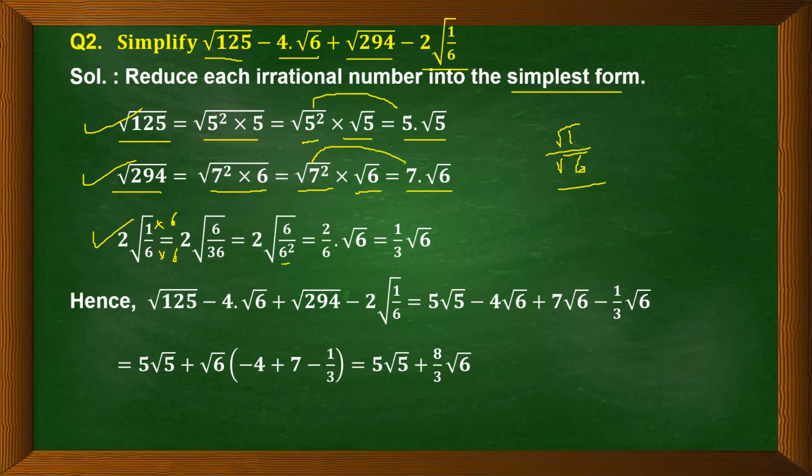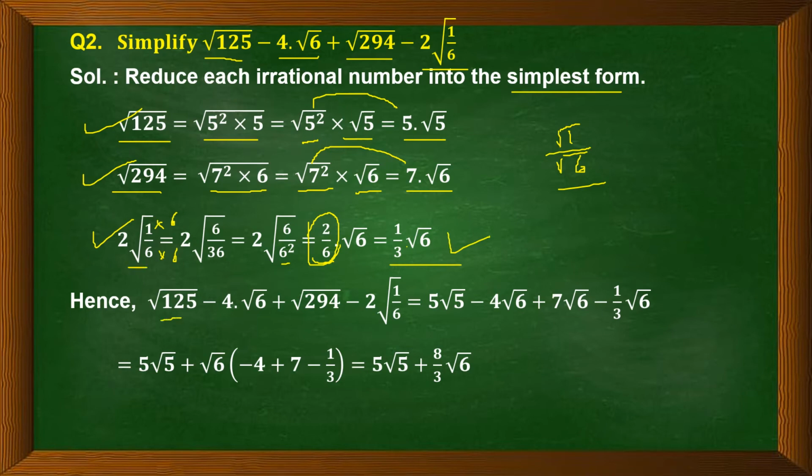36 is 6 square, right? So square root of 6 square is 6 and already 2 is there. So 2 by 6 into root 6. Now further we can simplify over here, 2 by 6, which is 1 by 3. 1 by 3 into root 6, right? So we have rationalized the denominator over here.